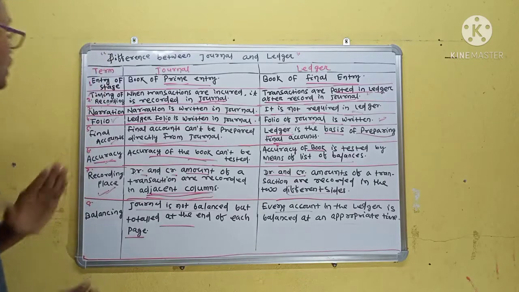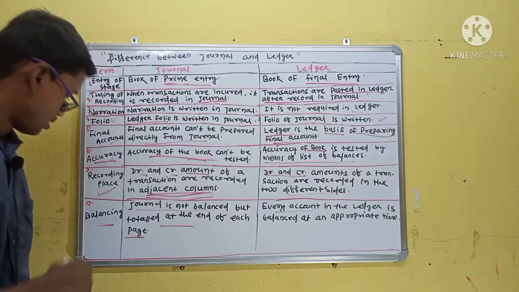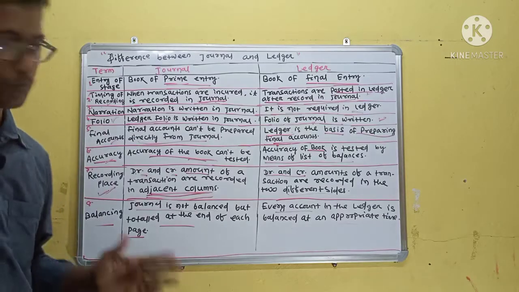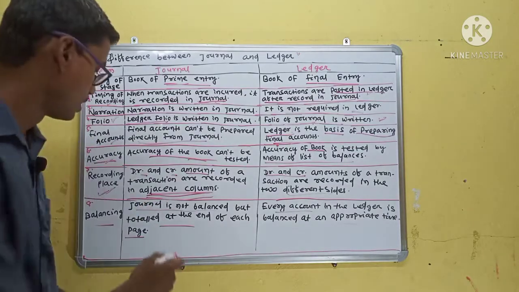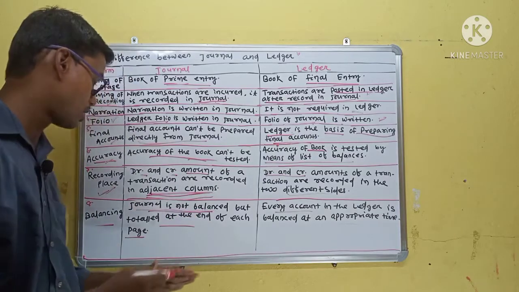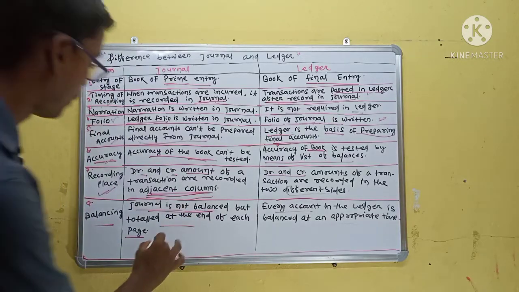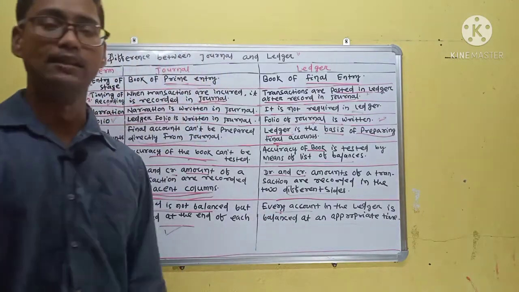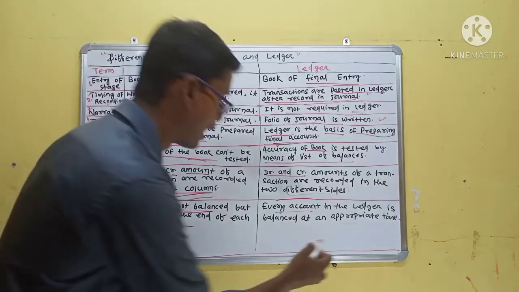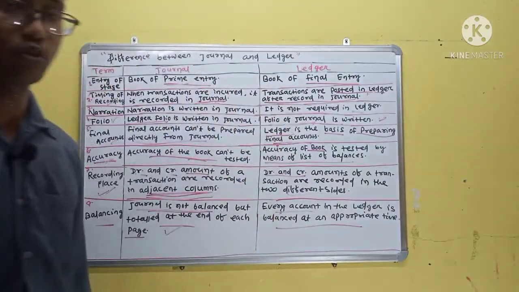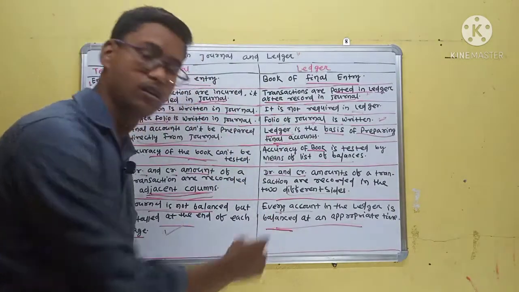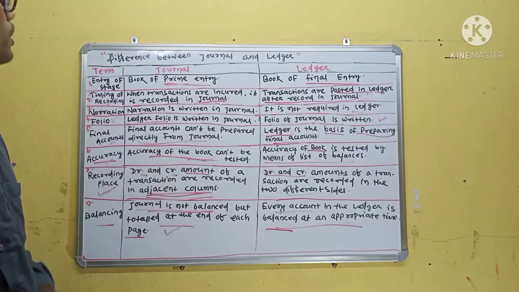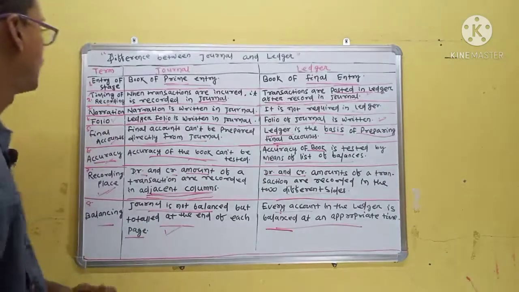And the last term is balancing. Journal is not balanced, but totaled at the end of a page. Whereas in the ledger, every account is balanced at an appropriate, suitable time. Thus, overall, we know about the difference between journal and ledger.